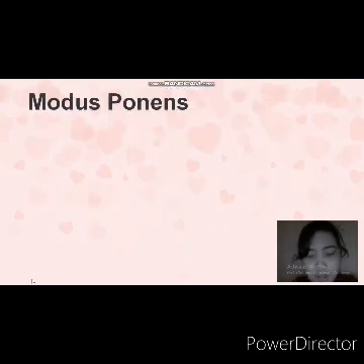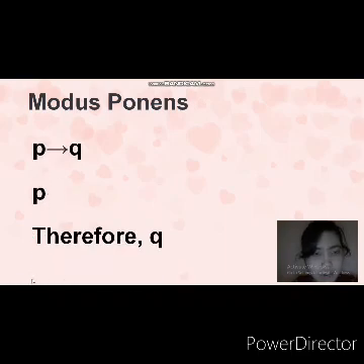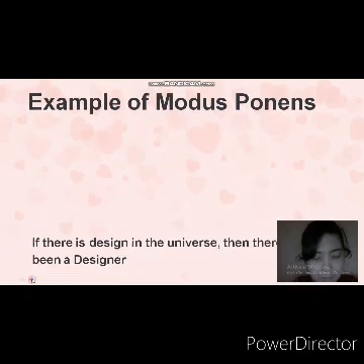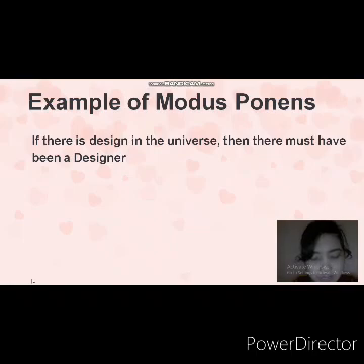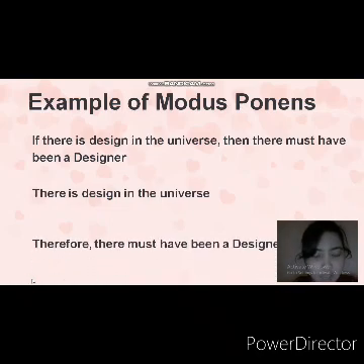Rule of modus ponens. If P then Q, P, therefore Q. Example: if there is design in the universe, then there must have been a designer. There is design in the universe. Therefore, there must have been a designer.